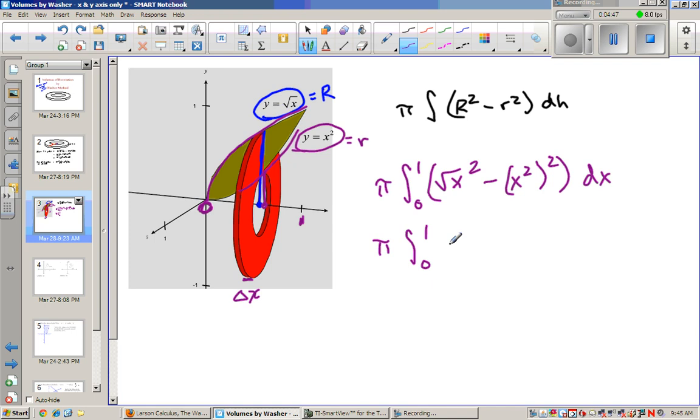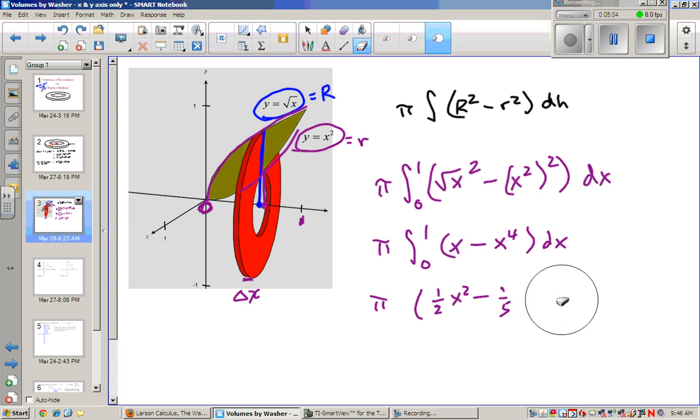Square root of x squared is just x. X squared squared is x to the 4th, dx. Do my antiderivatives nice and quick: 1/2 x squared minus 1/5 x to the 5th. Oops, not a 4, a 5. Try that again.